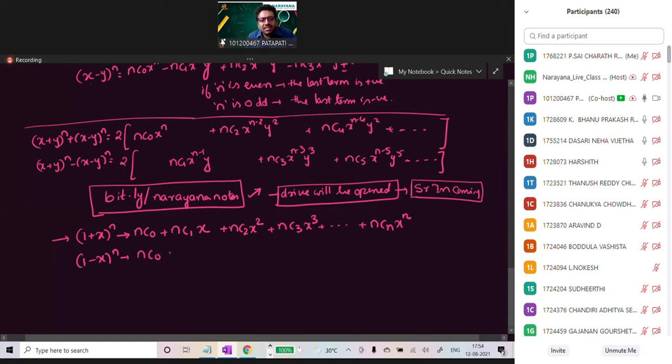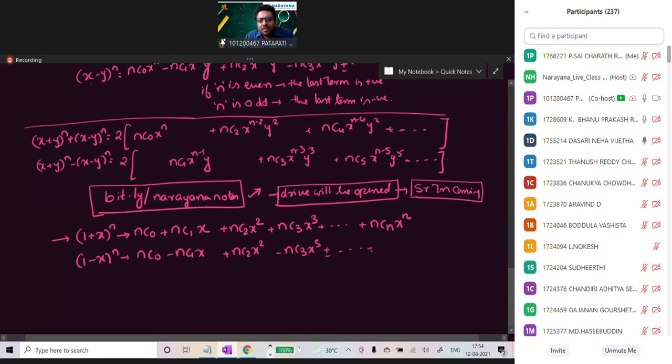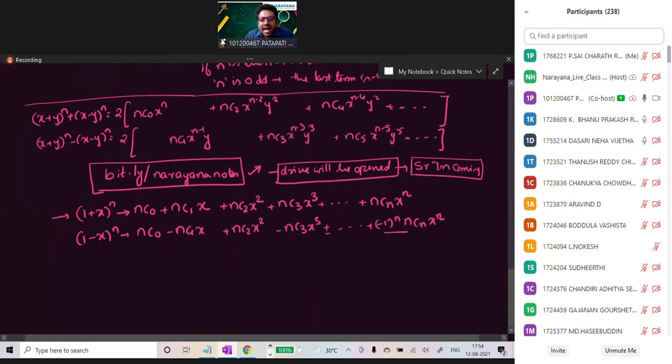What is (1 minus x) whole power n? It is nC0 minus nC1 x plus nC2 x squared minus nC3 x cubed, plus minus and so on, up to (minus 1) power n nCn into x to the power n. Clear? And again, the last term will be positive if n is even. The last term will be negative if n is odd.